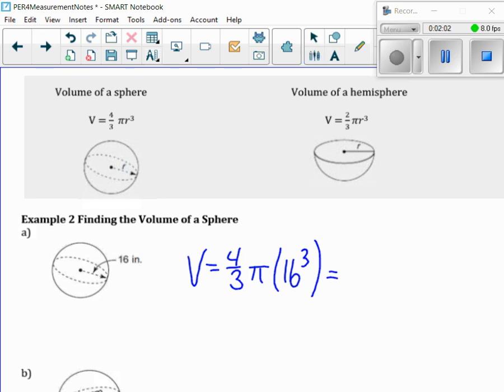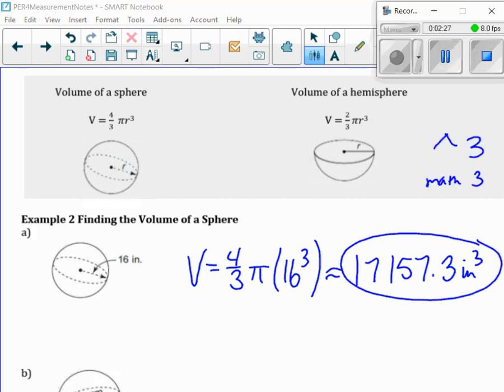And what is my units going to be in? Inches cubed. Volume is cubic inches, right? Everybody know how to punch 4/3 in? So I get 17,157.3, and that would be cubic inches.